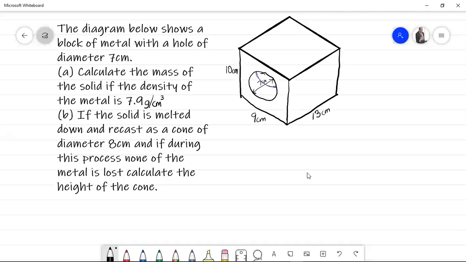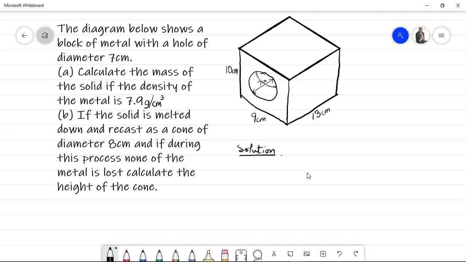All right, let's take a look at this example as well. We have this diagram talking about a block of metal with a hole of diameter 7 centimeters inside it. We have to calculate the mass of the solid if the density of the metal is 7.9 grams per centimeter cubed. So I'm going to start my solution right from here and begin to explain how to solve that.